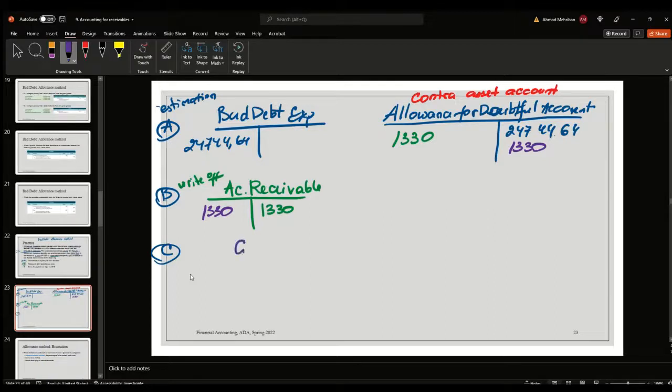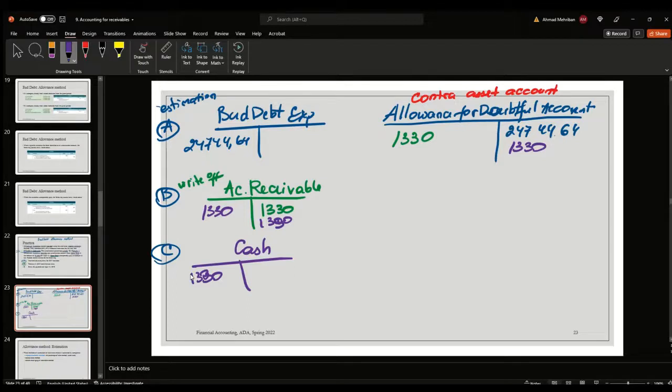And the cash payment will be received. Sorry, this one. And accounts receivable will be reduced through the credit side. That's it. So this is how we do it.